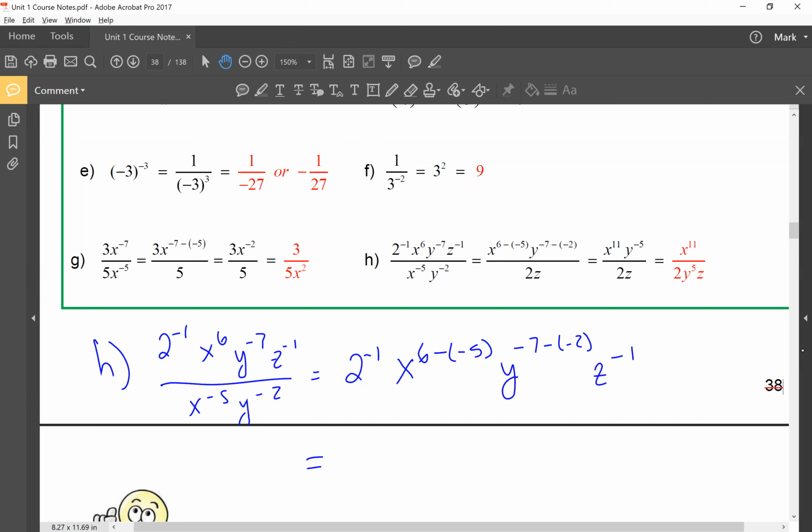Okay, so this becomes 1/2. 6 minus a -5 is x to the 11. You can do that on your calculator. -7 minus a -2 will give me y to the -5. And then I have z to the -1. Now, anything negative, I'm just going to move to the bottom. So I get x to the 11 over 2y to the 5 z to the 1. And you don't need the 1 there. Guys, that's about as hard as they'll ever get.